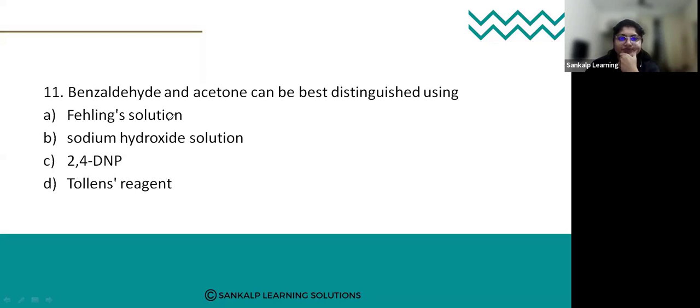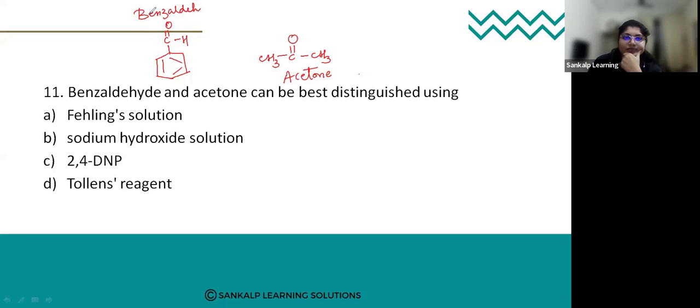Benzaldehyde. So this is your benzaldehyde. And acetone is what? CH3, C double bond O and CH3. So this is your acetone. So acetone and your benzaldehyde. So here we have benzaldehyde and acetone. How are you going to distinguish?